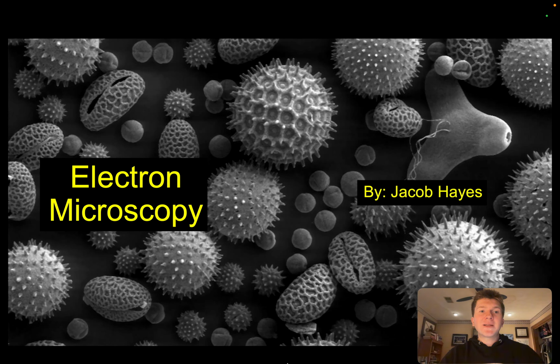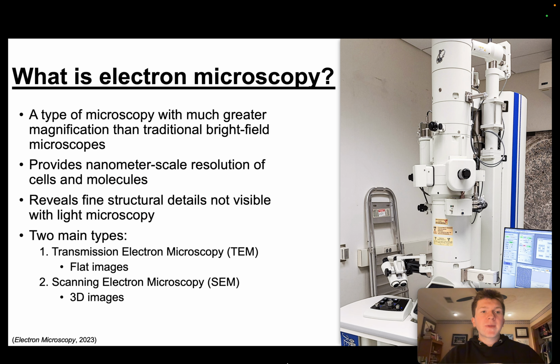Hello, today I will be talking about electron microscopy. So what is electron microscopy? Well, it's a type of microscopy with much greater magnification than traditional bright field microscopy. It provides nanometer scale resolution of cells and molecules, and it helps reveal fine structural details that are not visible with light microscopy. There are two main types of electron microscopy.